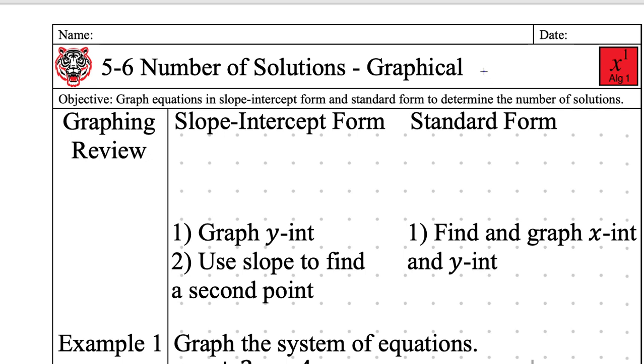All right, this is Algebra 1. Today's date is Monday, December 9th, so 12/9. Today's lesson is 5-6, number of solutions. We're just doing the graphical version today. Tomorrow we're doing the algebraic version.